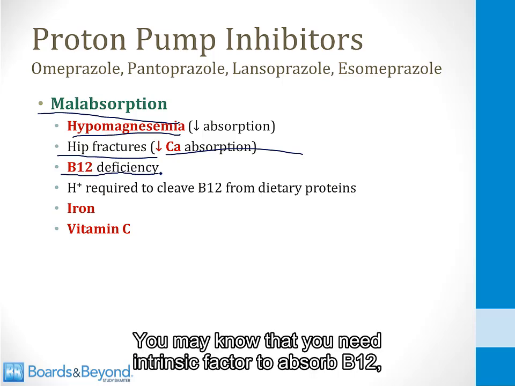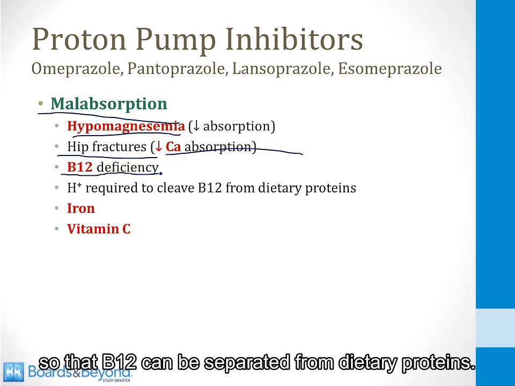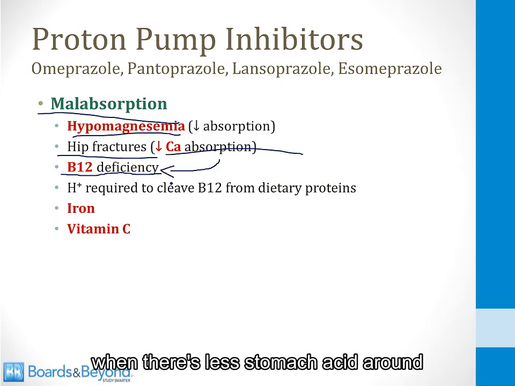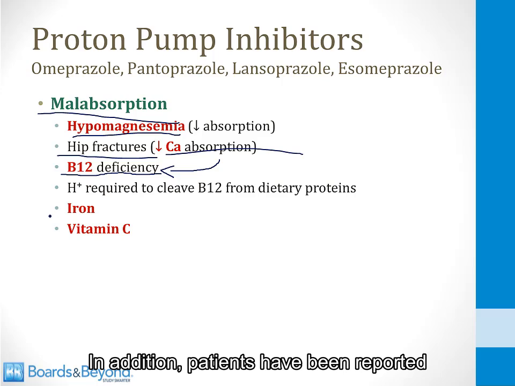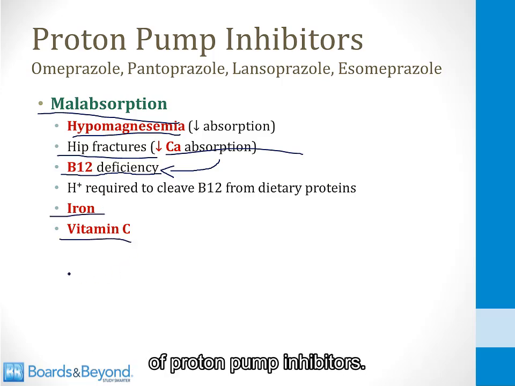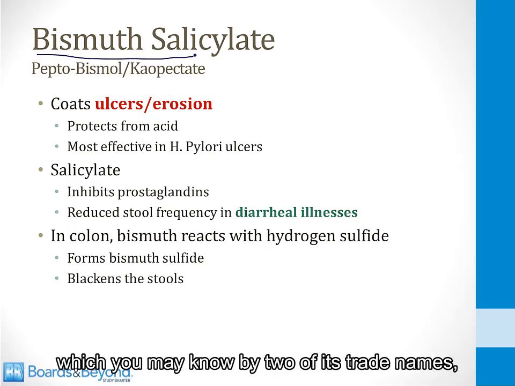You may know that you need intrinsic factor to absorb B12, but you first need acid in the stomach so that B12 can be separated from dietary proteins. This is less likely to occur when there's less stomach acid around because of proton pump inhibition. In addition, patients have been reported to absorb less iron and vitamin C when they are on long-term administration of proton pump inhibitors.